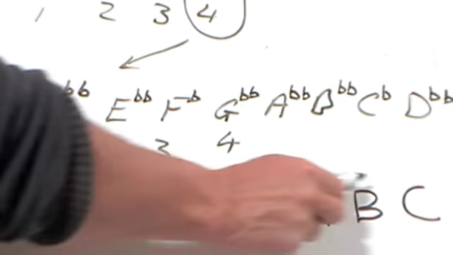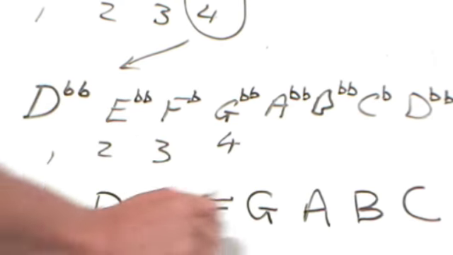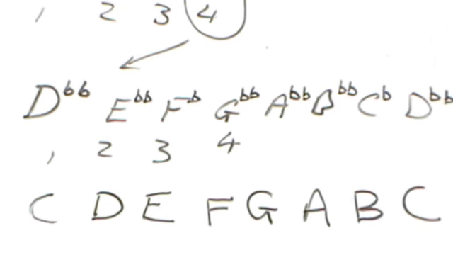So there we go. Would you bother to have 12 flats in a key signature when you could just as happily have none? Obviously, if you want to write something in the key of D double flat, simpler to write it in the key of C. So once again, we've come full circle. So there we have the complete picture at last.